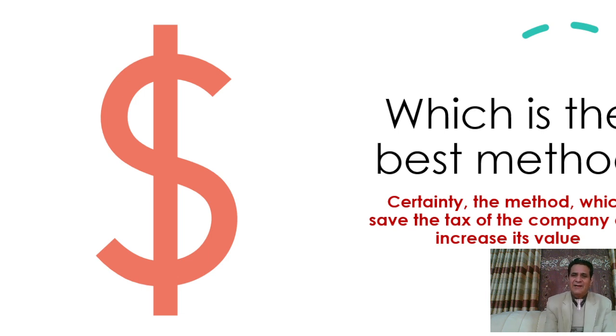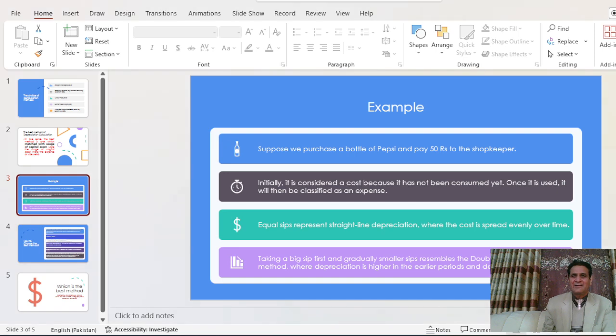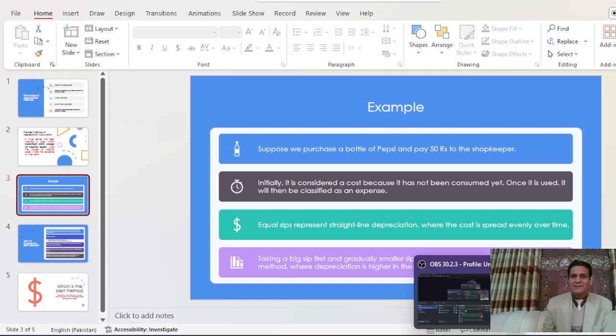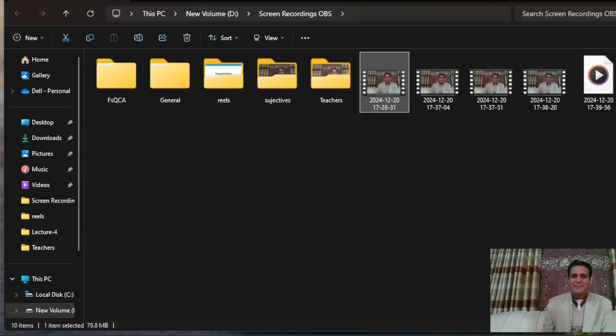Which is the best method? Certainly, the method which saves the tax of the company and increases its value. The best method matches with the usage of the assets. But practically we want to increase the value of the company, so the method which suits to increase the value of the company and saves tax, one can say, is the best method for that company.